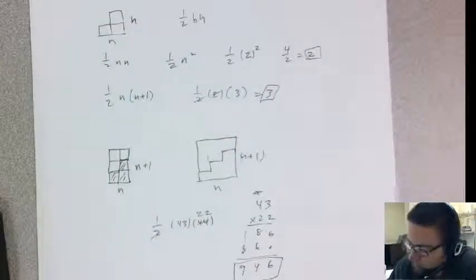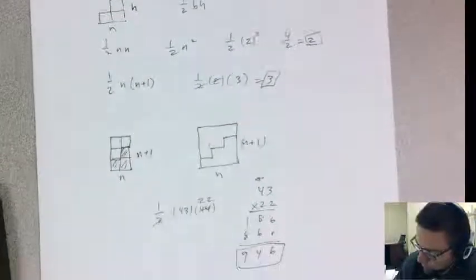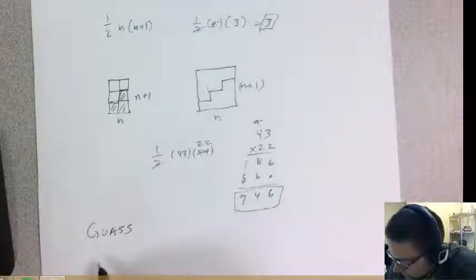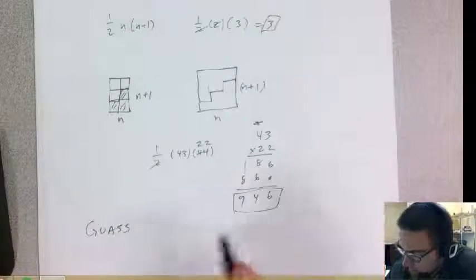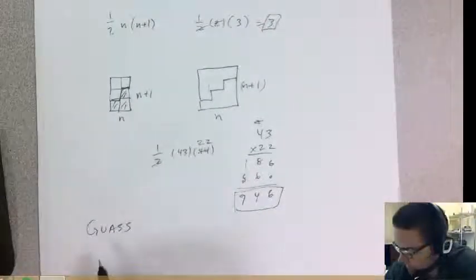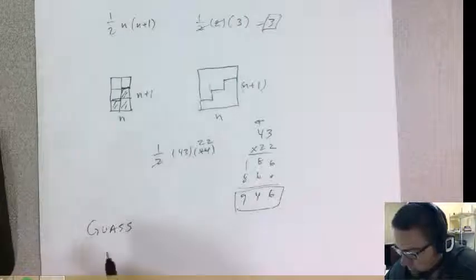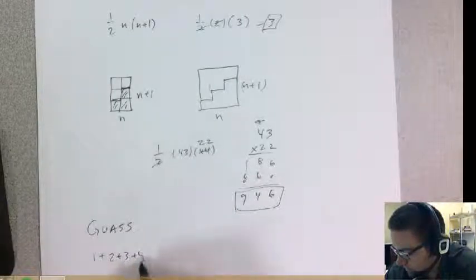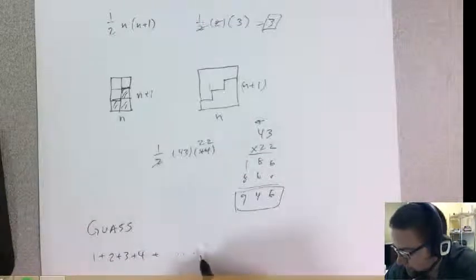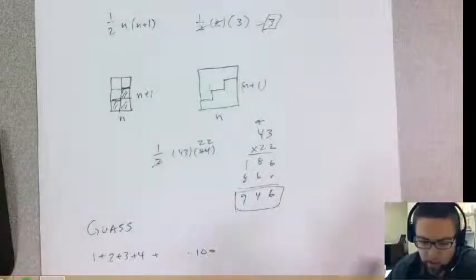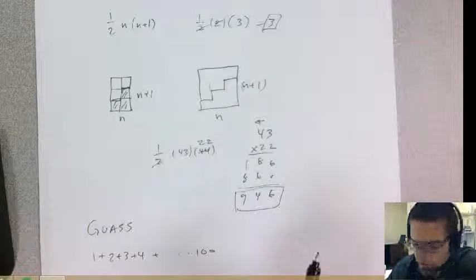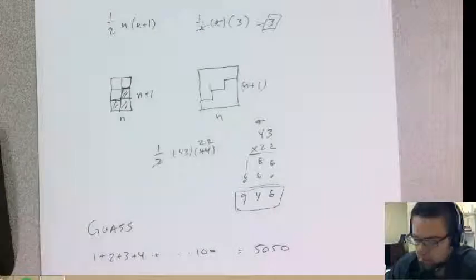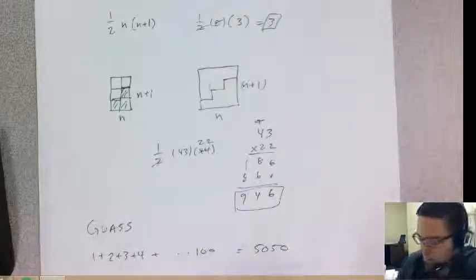There is a legend of one mathematician by the name of Gauss, and he was kind of annoying in his class, and his teacher told him, go in the corner and add up all the numbers from 1 to 100. So you think 1 plus 2 plus 3 plus 4 all the way up to 100. And he came back in less than 2 minutes, and he said, well, it's 5050. And the teacher was like, how did you come up with that?